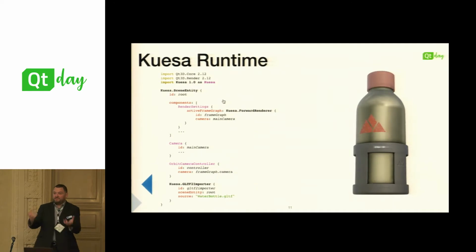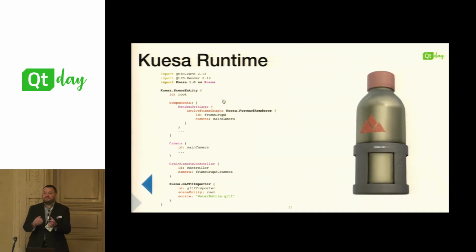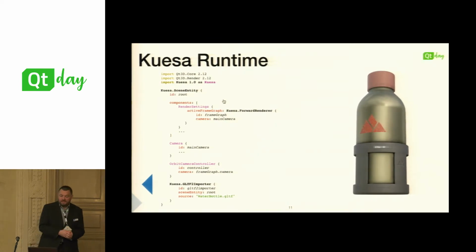Once you have your GLTF file, which is a very efficient little file format, you need to load it up in your application and work with it. You do that very easily by writing a bit of QML. Quasar comes with a C++ and a QML API, so you can use whichever you prefer for your application. The examples I'm going to show today are just QML.